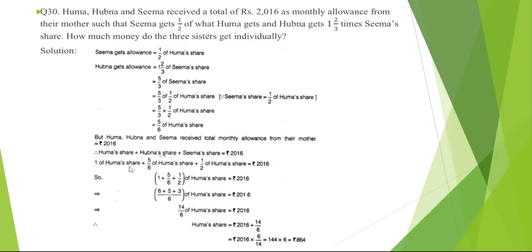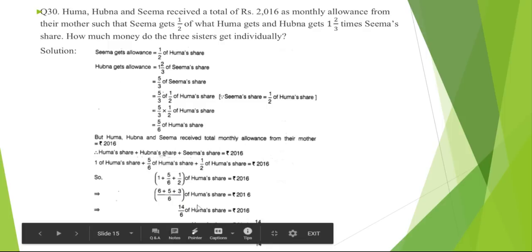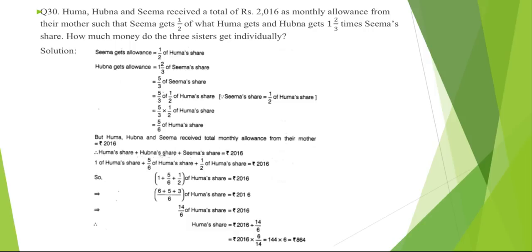Huma's share will be kept as it is, and we know that Hubna's share is 5 by 6 times of Huma's. So you'll write Hubna's share as 5 by 6 times of Huma's share. Similarly, you know that Seema's share was half of Huma's share, so you'll put half of Huma's share here. Now, if you add them, you'll take the LCM and you'll get 14 upon 16 of Huma's share is equal to 2016. If you solve the equation, you'll get this as rupees 864.